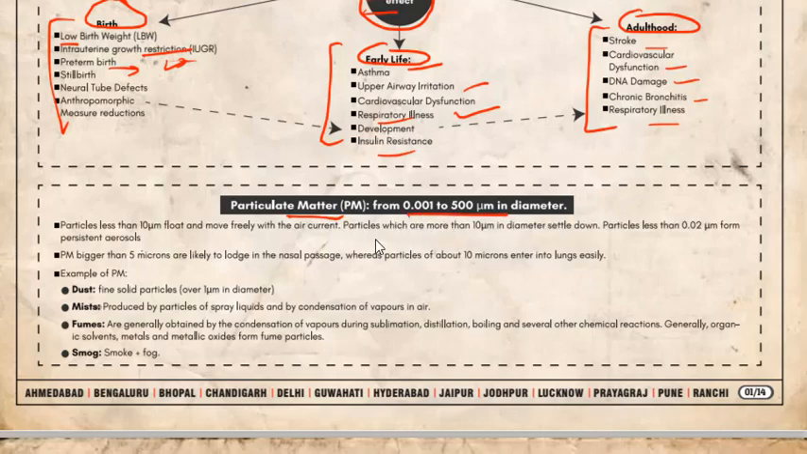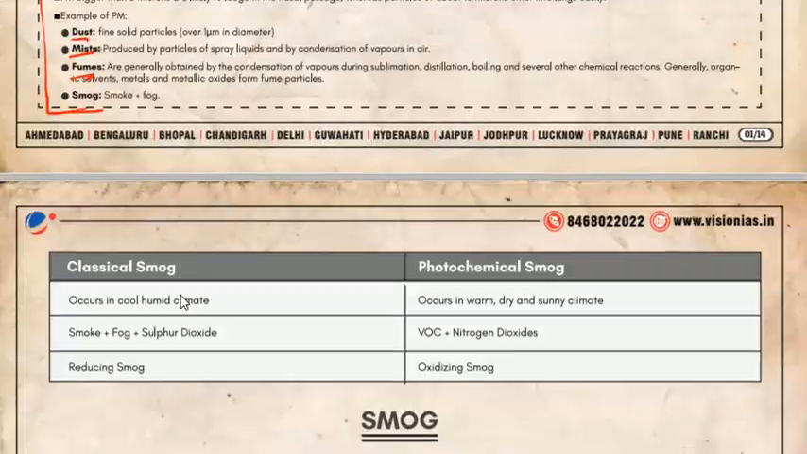It is giving the size, not too important. If you want, you can go through this: examples of particulate matter are dust, mist, fumes and smoke. Moving to the next topic.